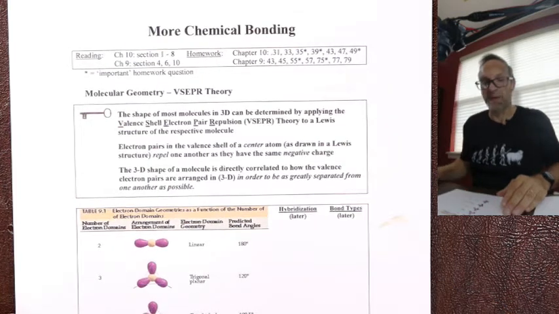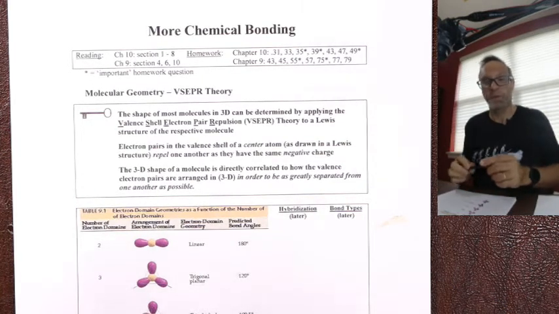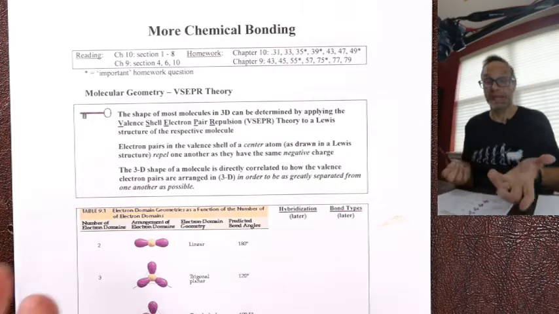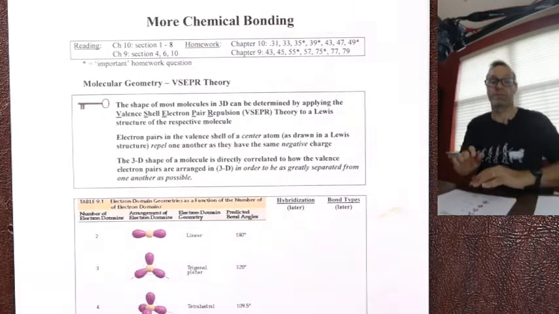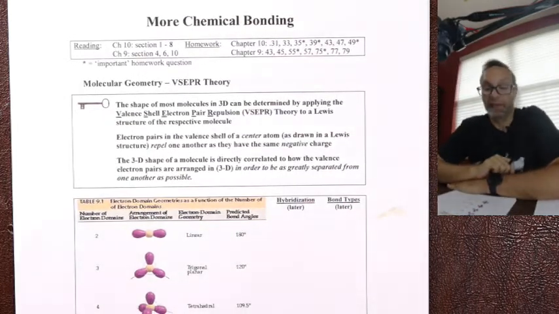Hi everyone, this is our penultimate packet, right? So one more after this, okay? Hopefully you're looking at this on Monday of week 8. All right, so bottom line is we saw how to do a Lewis structure in the last packet, right?